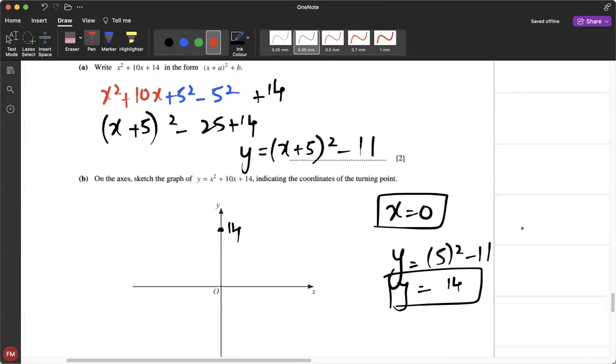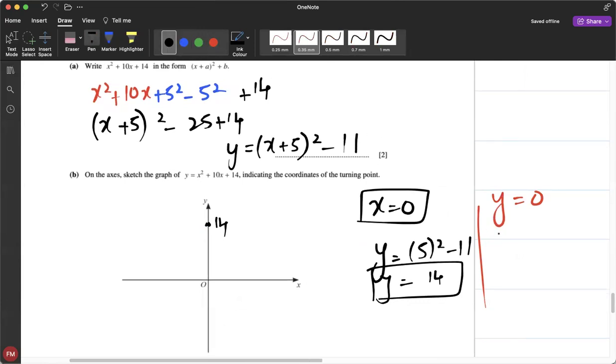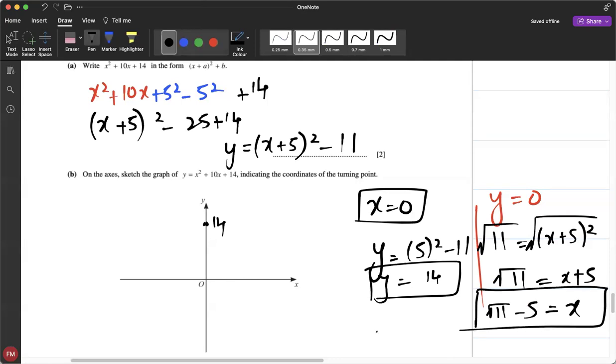In a very similar way, I'm just going to plug in y value as 0. If I did, that's just going to give me 11 equals x plus 5 whole squared. Now, you see, this is where the problem comes. And the problem is not that you don't know how to figure this out. The problem is that if this kind of question shows up in paper 1, we would only leave it in this form, square root 11 minus 5. But the question was never asking us this. You see, this is what you need to realize.